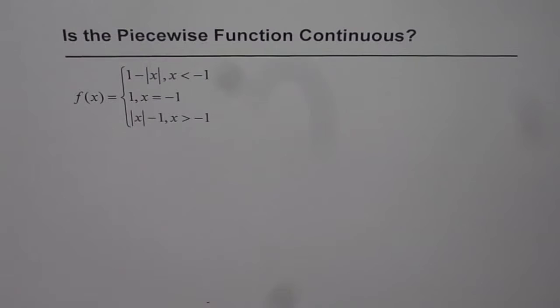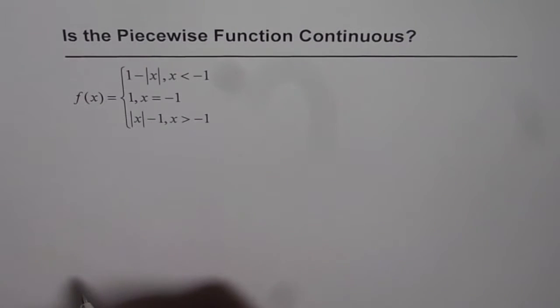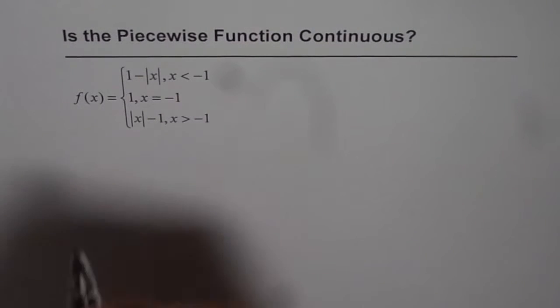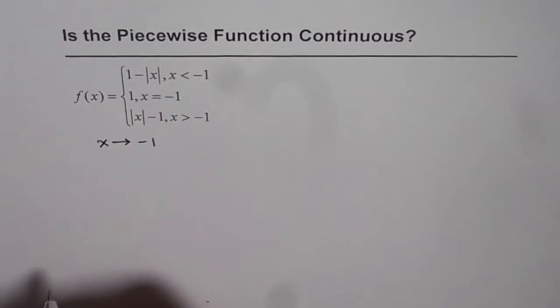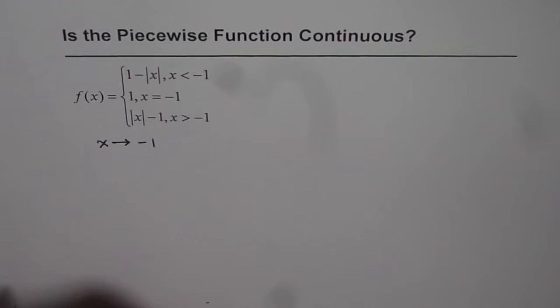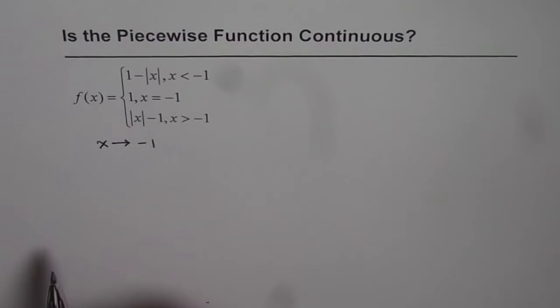Think about it. Since the pieces are joined at minus 1, the only point which we need to test is when x approaches minus 1, right? So as x approaches minus 1, what happens to the function? If it is continuous, then the limit of the function and the value of the function as x approaches minus 1 should match, right? That's the key issue here.